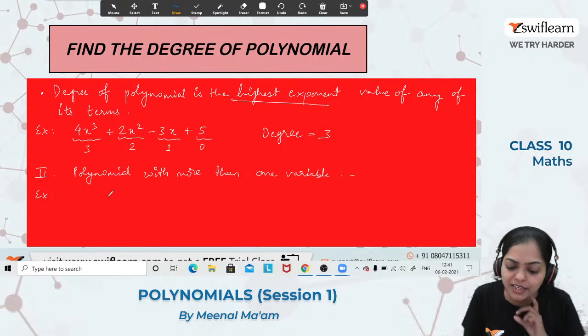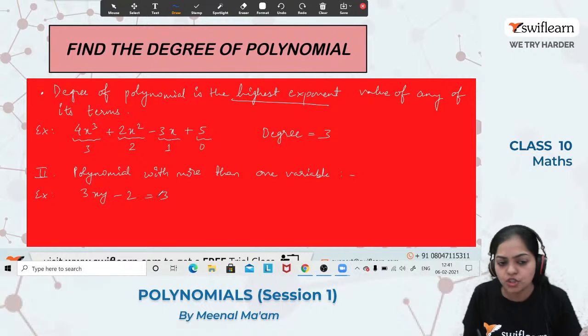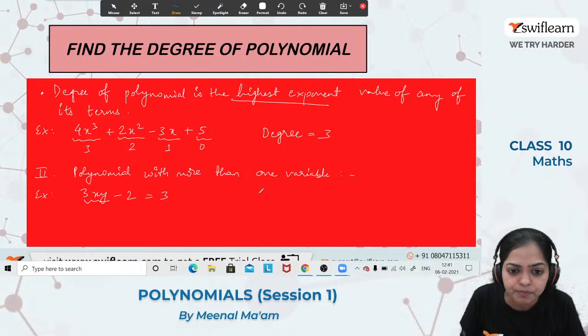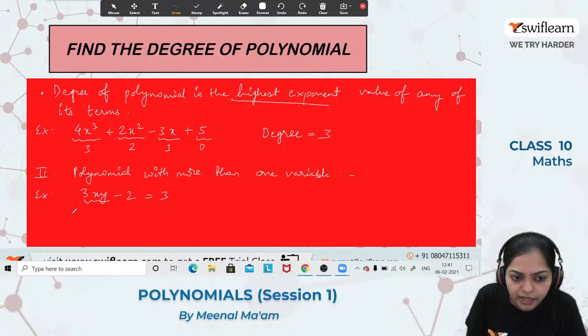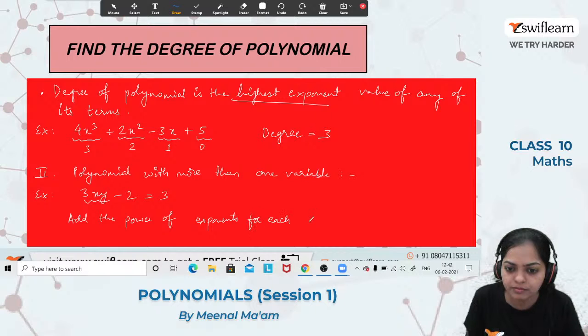Okay everyone, let's take an example, and the example is 3xy, the simple one, minus 2 is equal to 3. Alright, so here it consists of two variables. The variables are x as well as y. So see here, it consists of two variables. So what will be the degree here? To find the degree we have to add the powers of the exponents for each of its terms together.